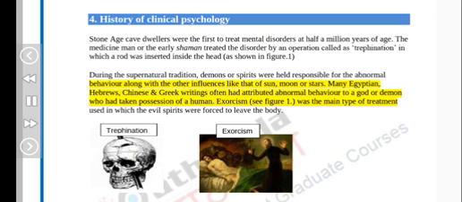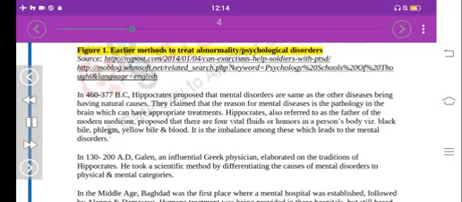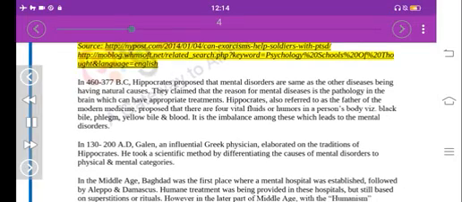Many Egyptian, Hebrew, Chinese, and Greek writings often attributed abnormal behavior to a god or demon who had taken possession of a human. Exorcism, see figure 1, was the main type of treatment used, in which the evil spirits were forced to leave the body. Fig 1. Earlier methods to treat abnormality, psychological disorders. Source: Uten.